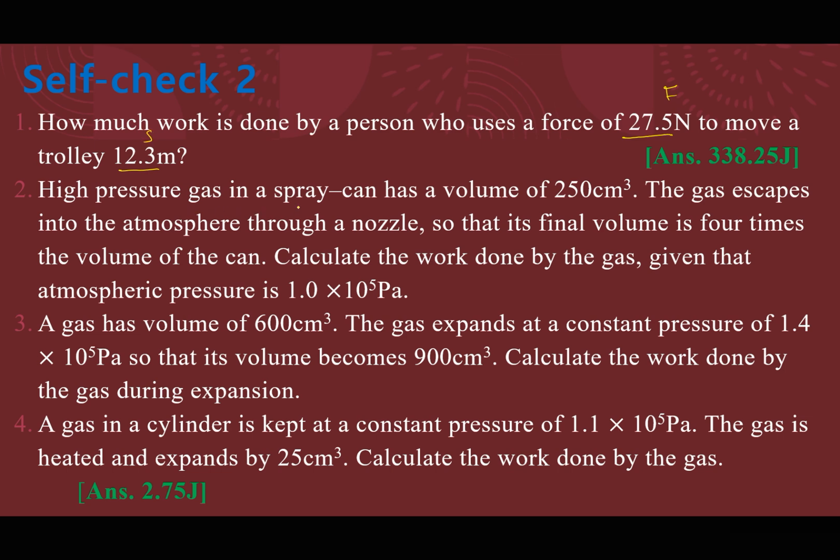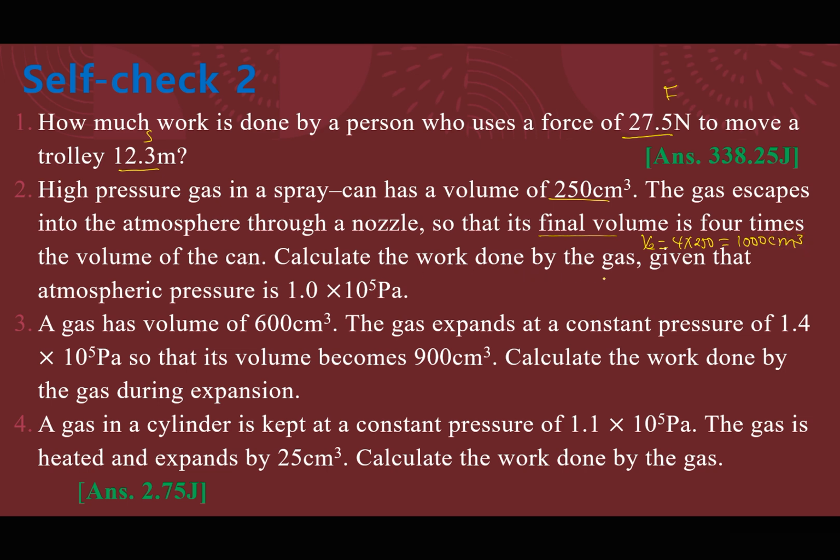High pressure gas in a spray can has a volume of 250 centimeters cubed. The gas escapes into the atmosphere through a nozzle so that the final volume is 4 times the volume of the can. So it means the final volume, I'll call it V2, is 4 times 250, which is going to be 1000 centimeters cubed.